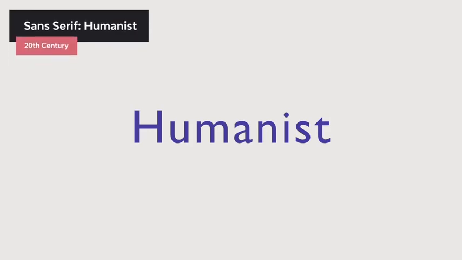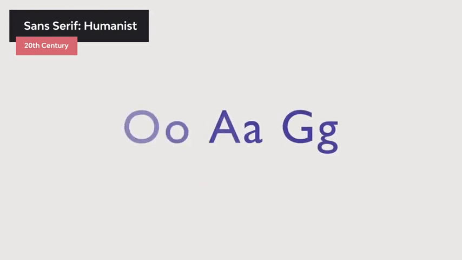The last subgroup from this category is humanist sans serifs. These were based on the proportions of Roman-style capitals. Some of the details on the characters had a calligraphic influence. Here are some characteristics. The contrast between thick and thin strokes becomes more apparent.